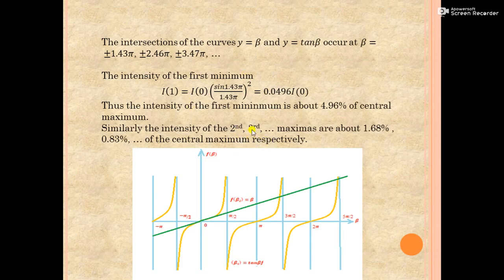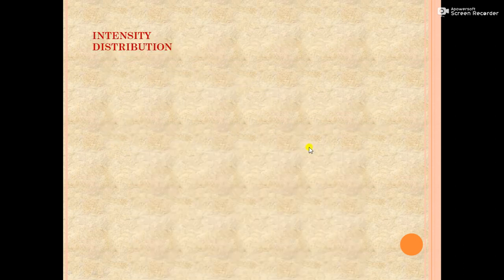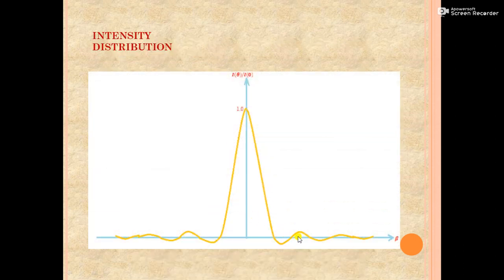And the second maximum has an intensity of 1.68%, the third has 0.83%. So you can see here that the intensity goes on decreasing. The central maximum has the largest intensity.